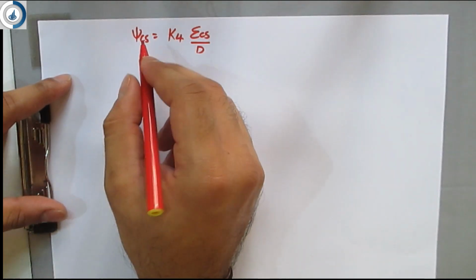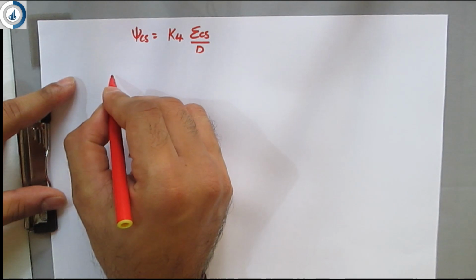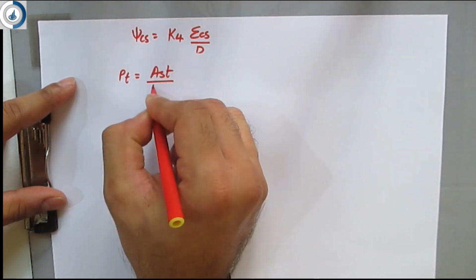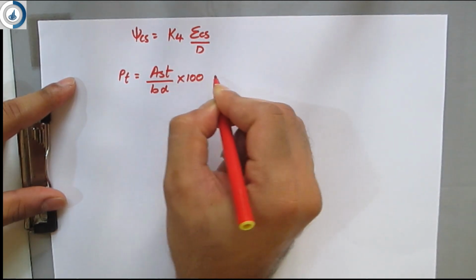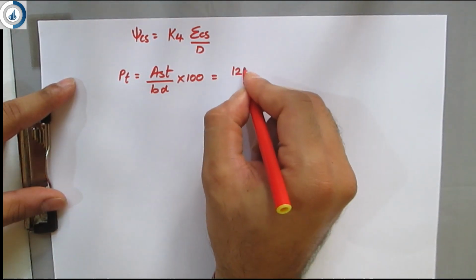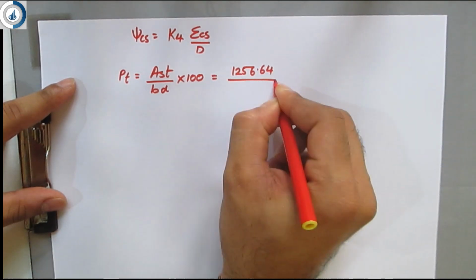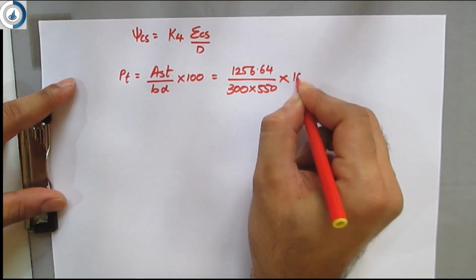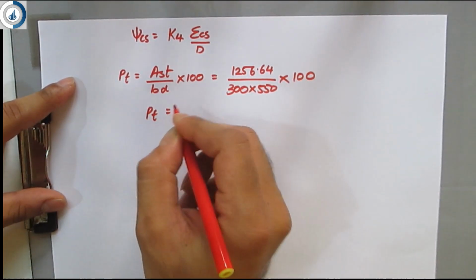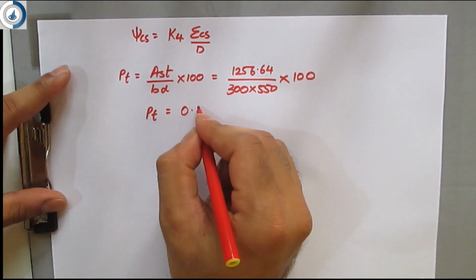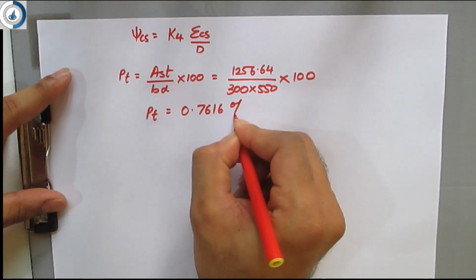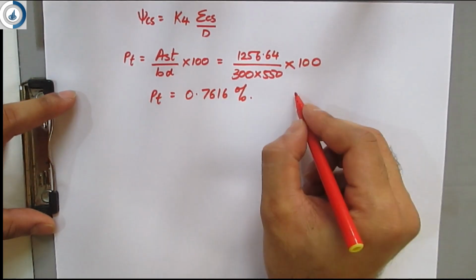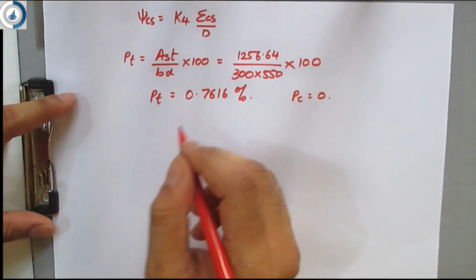So K4 again, the formula is given. For that you have to find out the percentage of tension reinforcement, that is PT, which is given by AST by BD into 100. So AST is 1256.64, then B is 300, D is 550, into 100. So this percentage of tension reinforcement you will be getting as 0.7616%, and it is a singly reinforced section, so this PC will be 0. Okay, this you have to remember.